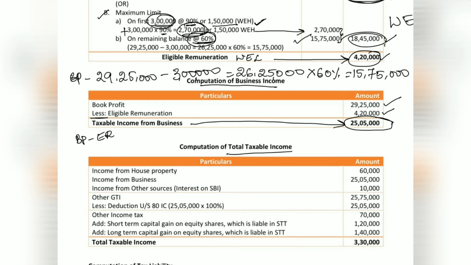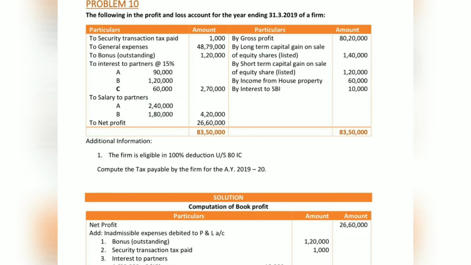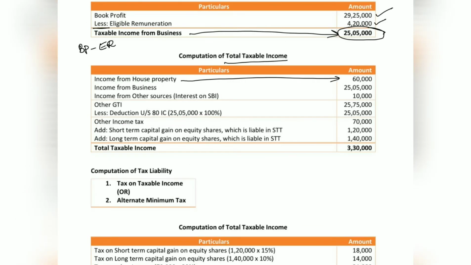Let's calculate the total income of the firm. Now we do not consider salary income for the purpose of assessing a partnership firm. So the next head is income from house property. In this particular problem, we have income from house property of rupees 60,000. Since they have specifically stated income here, we will not compute it again. If they had mentioned rent from house property, then you have to compute the income from house property and then take the final value. So let us consider 60,000 here. The next head is income from business. We have just calculated 25,05,000 as income from business, so let us consider 25,05,000 here.